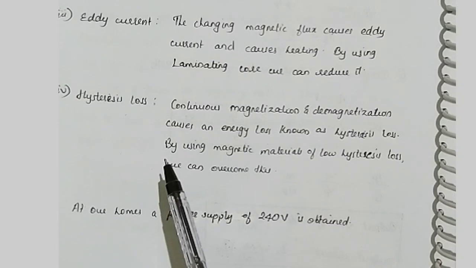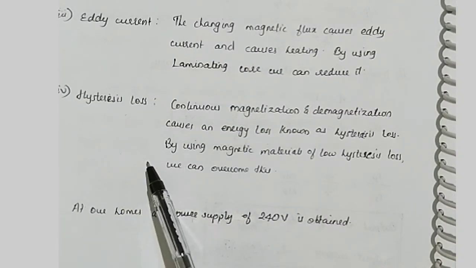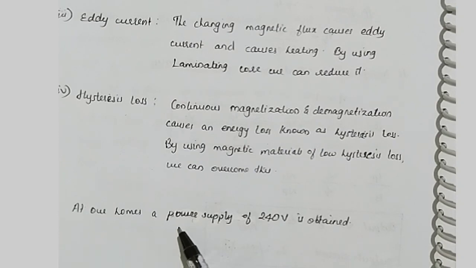So these are the energy losses that occur in the transformers, and from the transformers at our homes we are getting a power supply of 240 volt. So these are the discussions about the transformers.